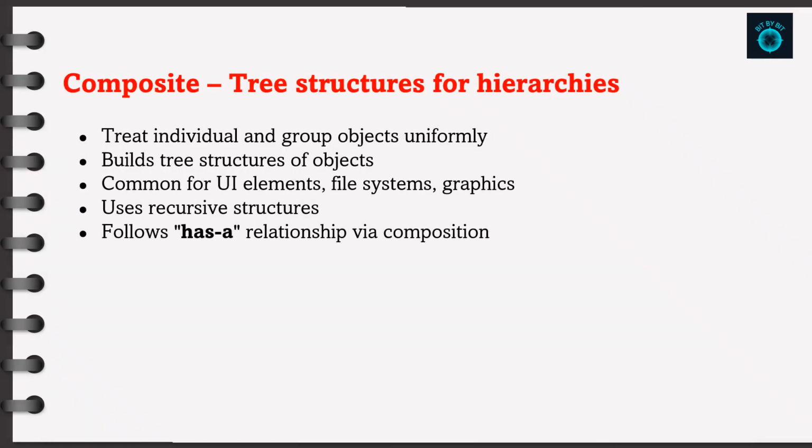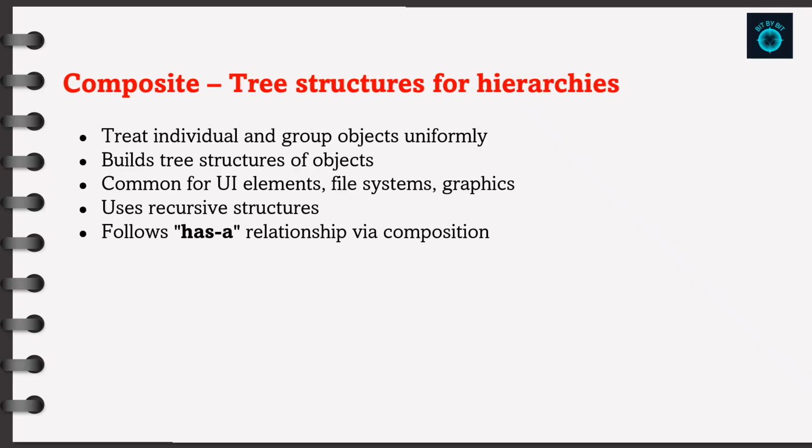Composite, tree structures for hierarchies. The composite pattern lets us treat individual objects and groups of objects the same way. It is ideal for hierarchical structures like trees, where objects can be composed of other objects of the same type. For example, in a file system, a folder contains files, but it can also contain other folders, and you want to treat them all uniformly when displaying, moving, or deleting.